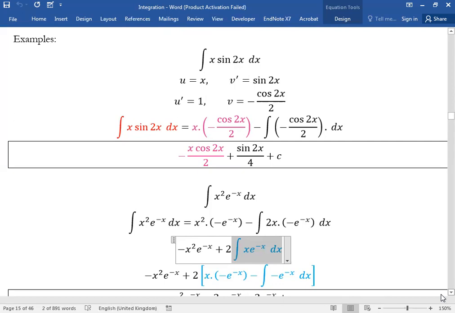Again, what will be your u in this one? x. And v dash will be e to the power negative x.